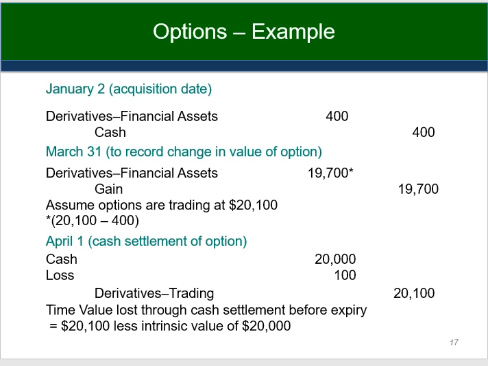Then when you actually settle it the next day, you would choose to exercise your option, and so as a result your derivatives would be gone. I'm not sure why they changed the title here, but the derivatives of the financial assets would be gone because you've gotten rid of them. You get cash because you essentially make $20,000 by exercising your options. So you buy 1,000 shares for $100 and you sell them for $120 on the market.